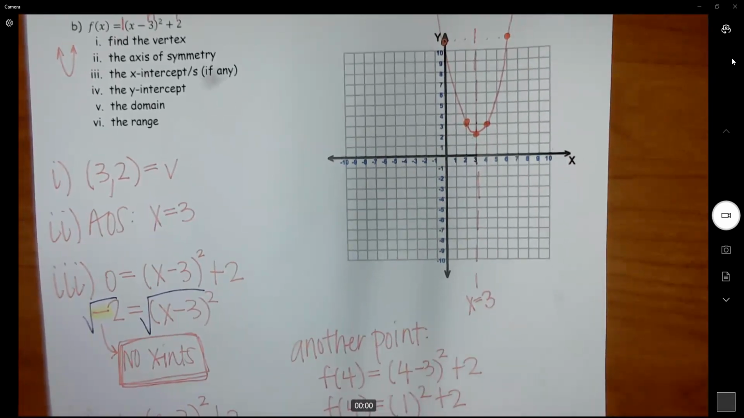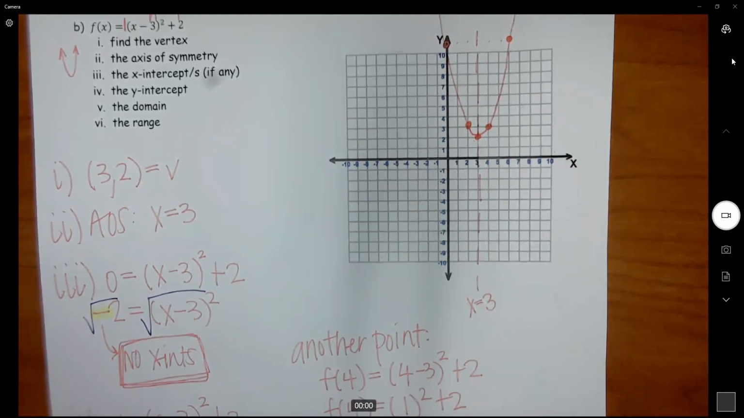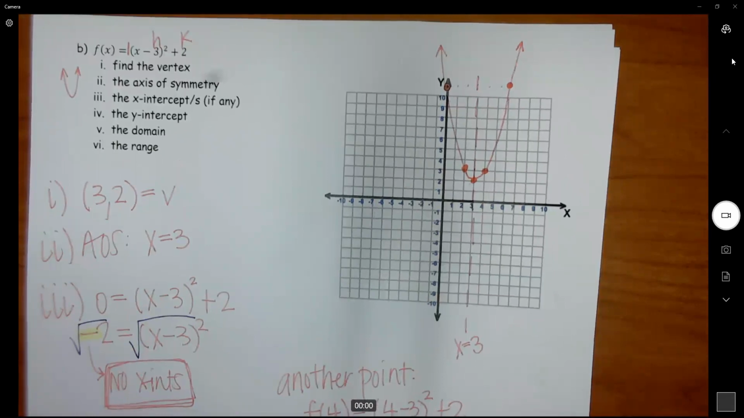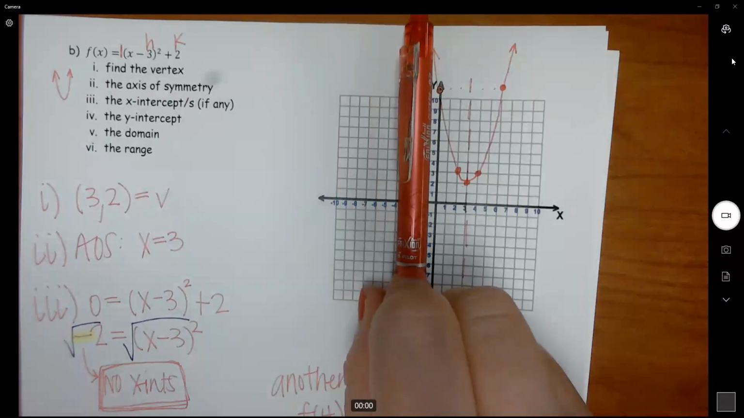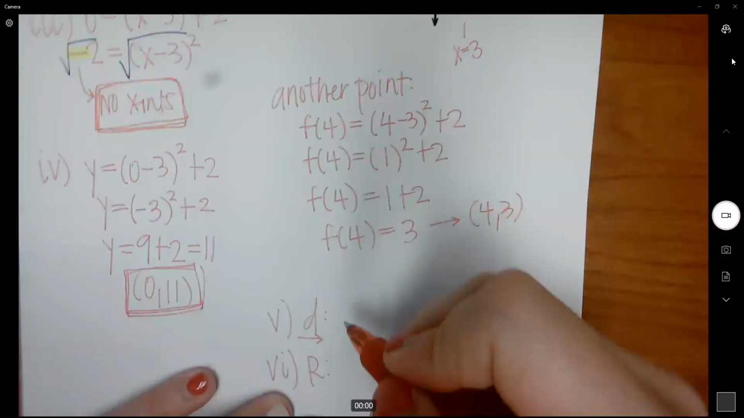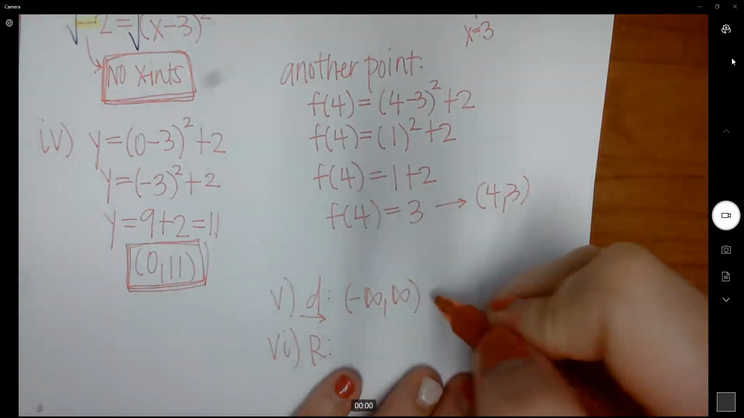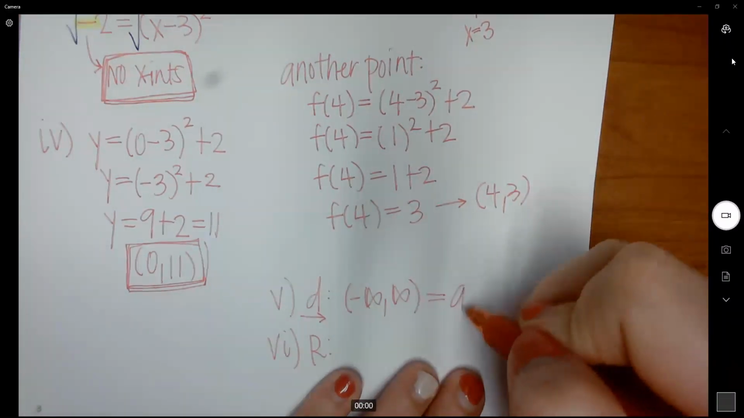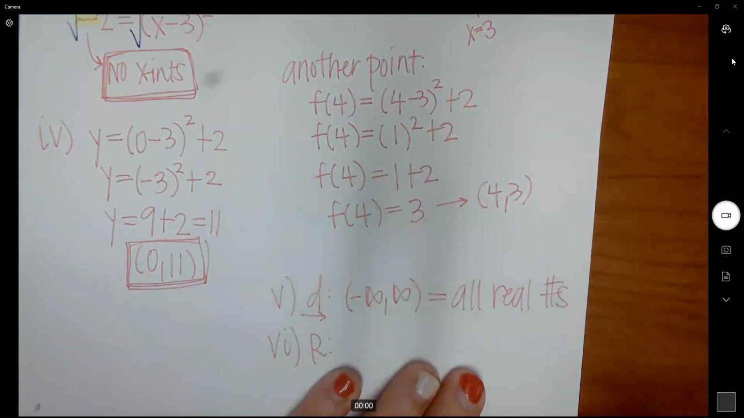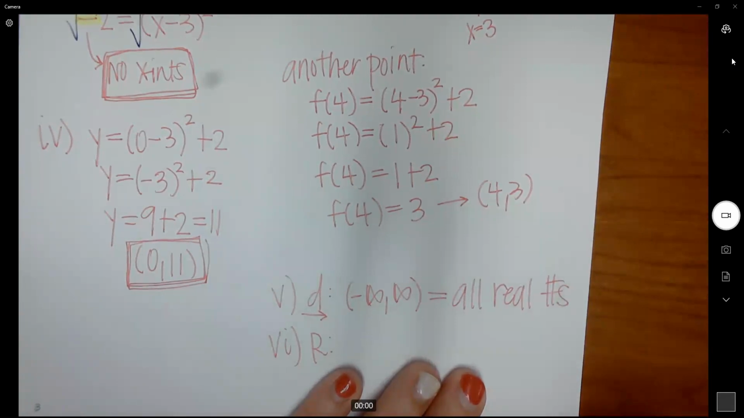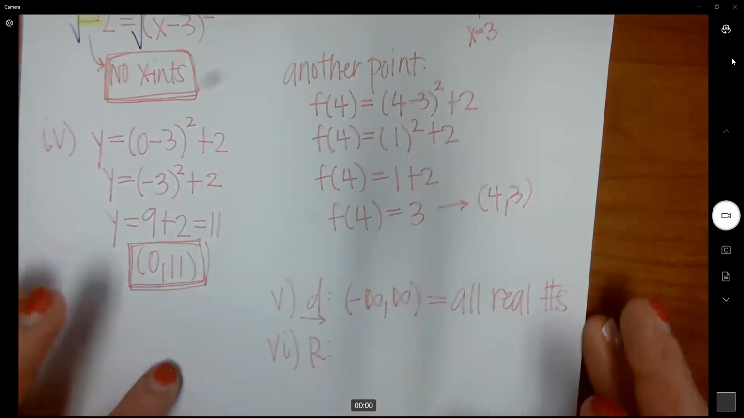Okay, so now part 5, I need the domain. And then part 6 will need the range. So domain is left to right. So left to right, we hit arrows first, we hit arrows last. That means this domain here is -infinity to infinity, which is the same as saying all real numbers. Your domain for all of our parabolas today will be all real numbers.